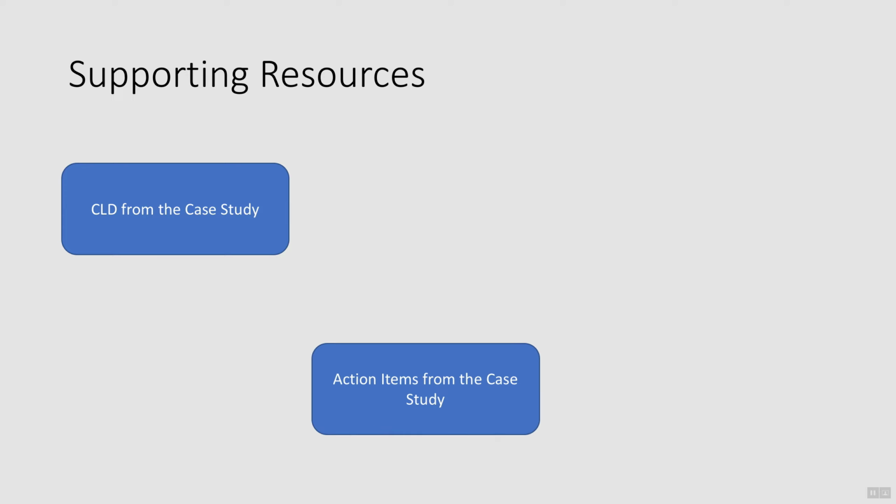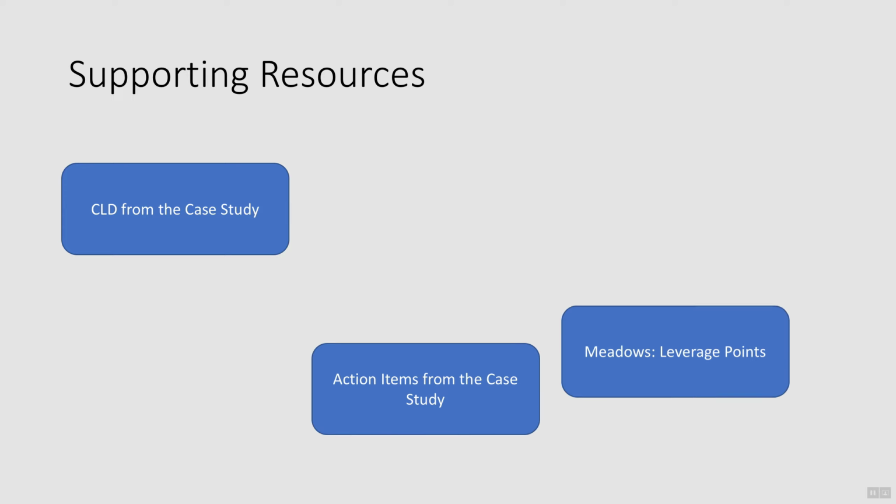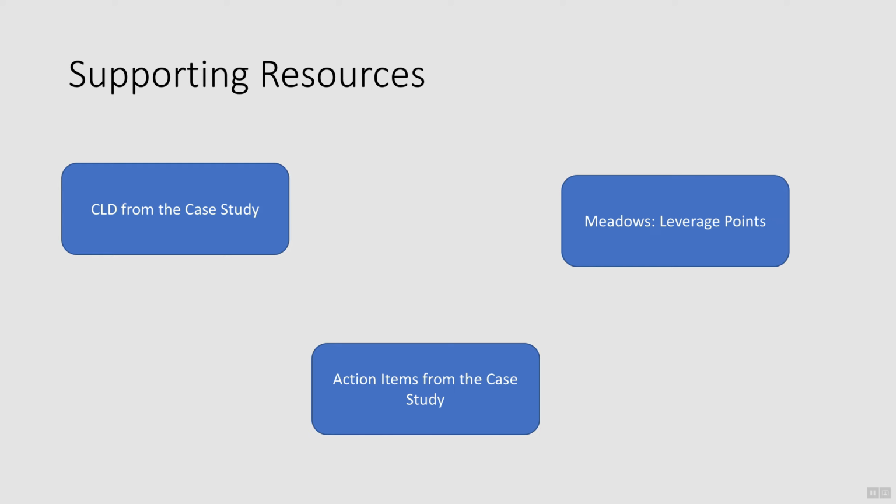For this video, you will need to access 3 resources from the supporting resources section of the training kit. You will need the causal loop diagram created from the case study, the action items document also from the case study, and you'll want to read through the leverage points information from Donella Meadows' website.